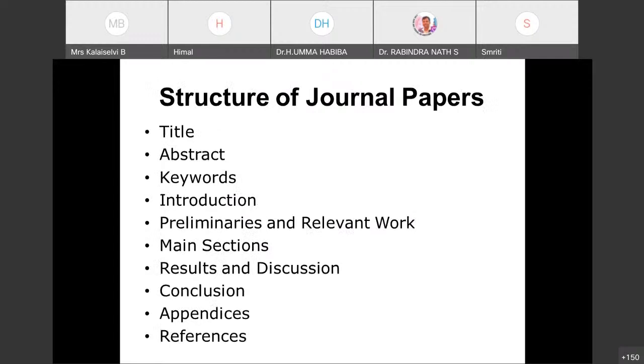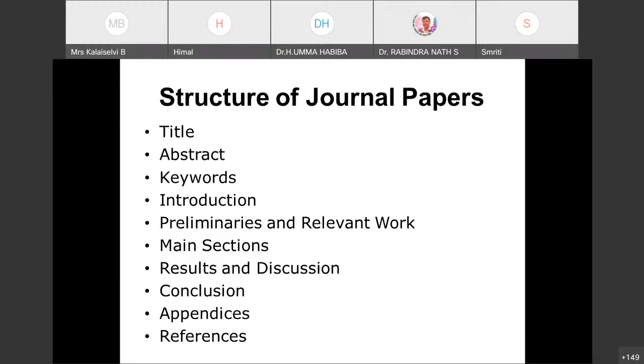So now I think all of you have a very good understanding of the different types of journal papers, conference papers, and so on. So basically now I think we are in a good situation to discuss the structure of journal papers and the structure of conference papers and so on.